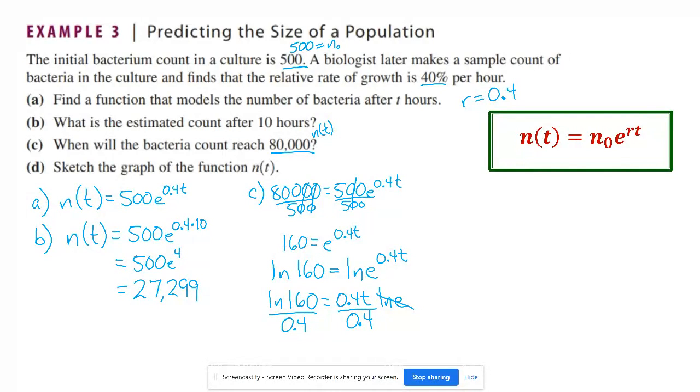So you got to use the calculator on that. And when you use the calculator on that, you should get approximately 12.69. So that is about 12 hours and 41 minutes-ish. So 12.69 hours, that bacteria colony will grow to a size of 80,000.